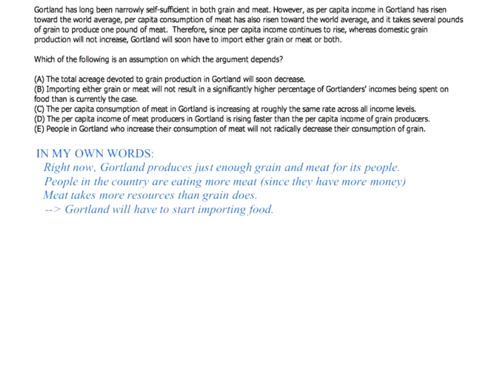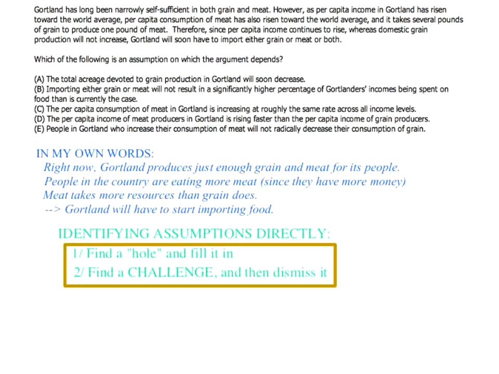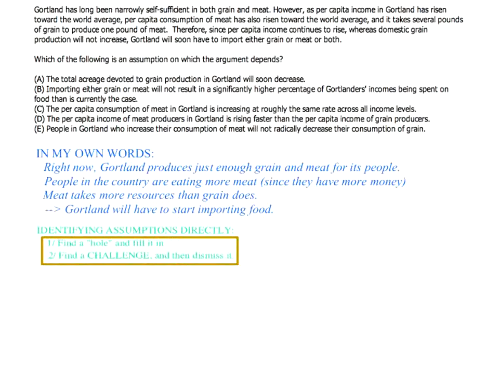So, okay, remember what you want to try to do here if it's at all possible. The first thing you want to try to do is find assumptions directly. So if you can, then let's try that. So find a hole and fill it in, or find a challenge and then dismiss it. As far as finding a hole, again, I don't really see one, because this is pretty solid logic. Right now, we have just enough food for the people, so if the people start needing more food, then guess what? So the logic here, I don't really see any obvious holes, because this is pretty solid reasoning as far as the stuff that's actually mentioned.